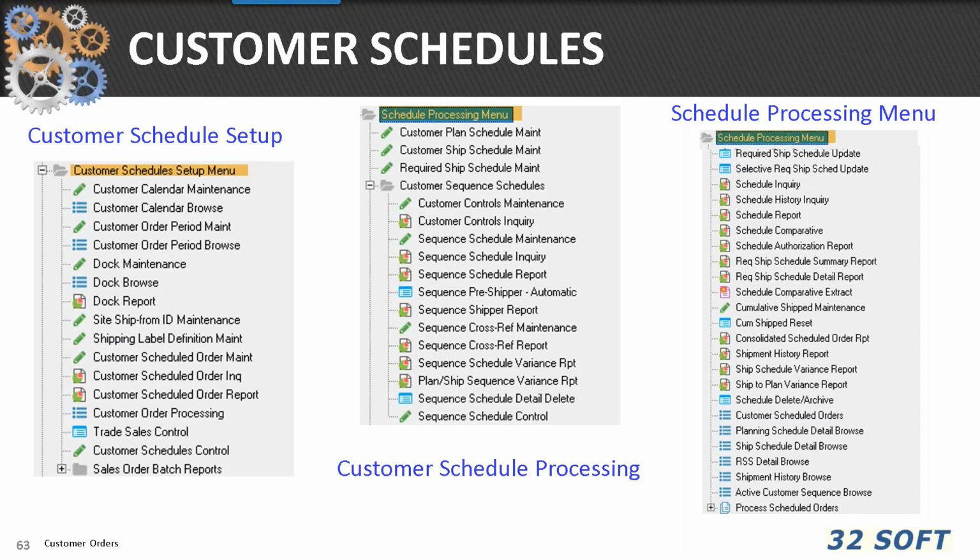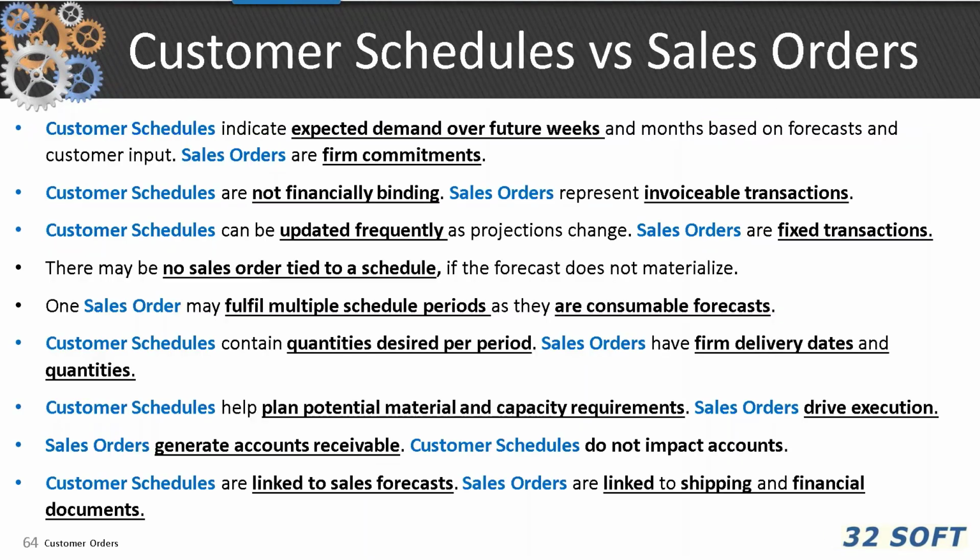Customer schedules are different than sales orders in MRP. The key differences being that a customer schedule is expected demand over future weeks and months. Sales orders are firm commitments. Customer schedules are not financially binding. Sales orders represent invoiceable transactions. Accountants get involved. Customer schedules can be updated frequently, and normally sales orders are just fixed transactions.